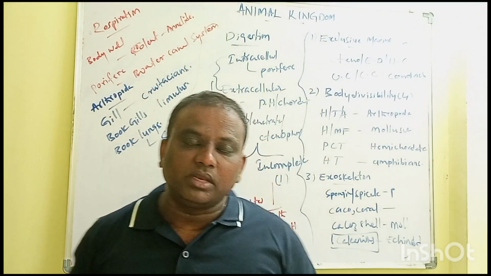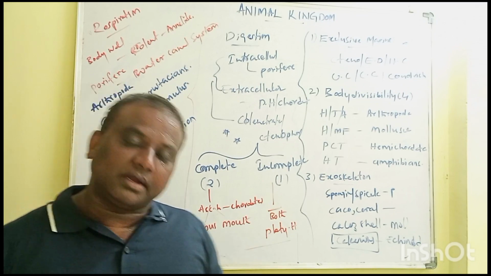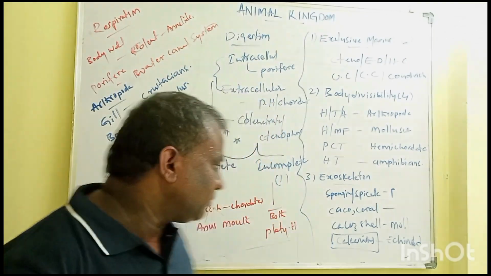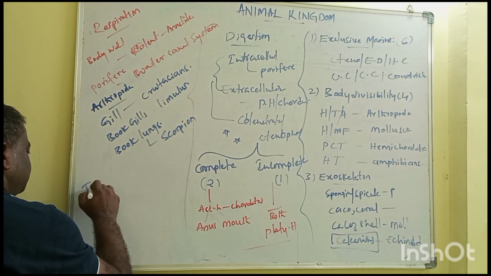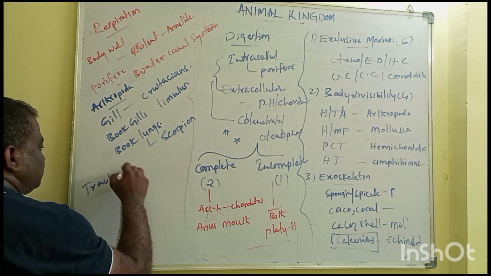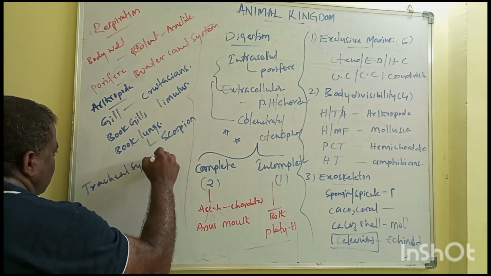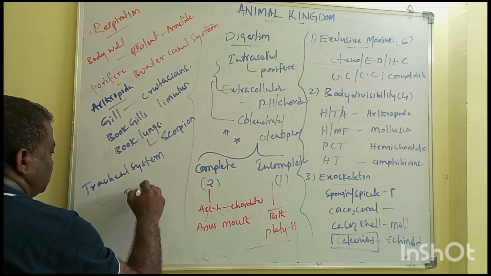There is one more very important type of respiration, in the insects. It is the tracheal system. The tracheal system is very commonly seen in the insects.